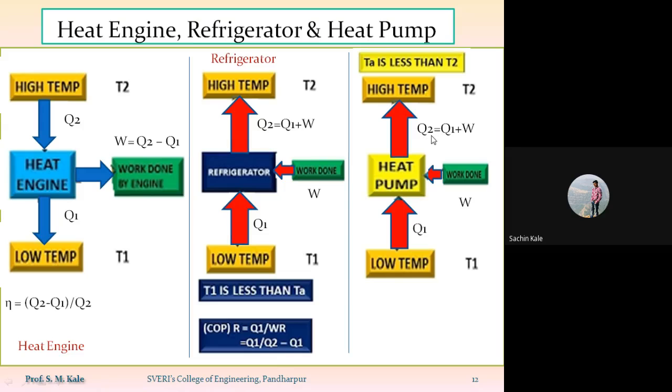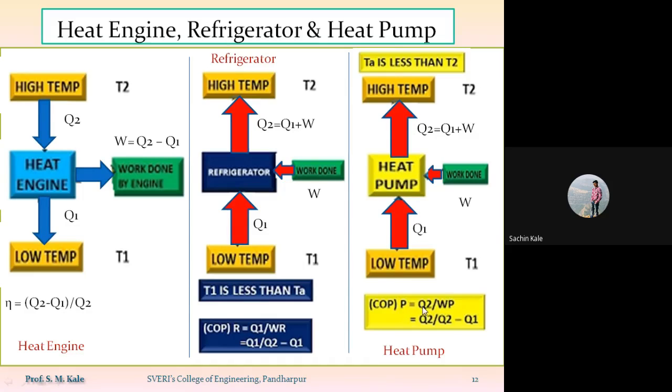If we are rejecting Q2 amount of heat, it is possible when we are supplying W amount of work. So our main focus is Q2; the desired output is Q2, and to obtain that desired output the input is W. So Q2 upon W is the COP of heat pump. COP of heat pump is also called the energy performance ratio, denoted as EPR.